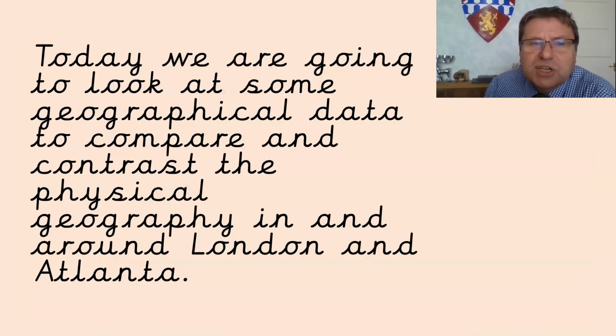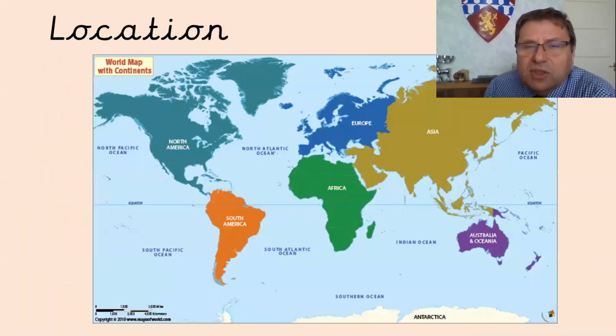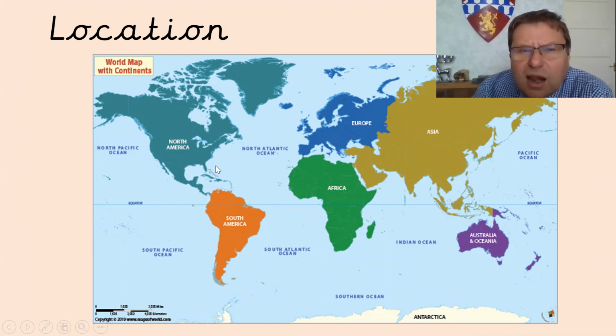Now, we've looked at some geographical features and we've decided on them, now we're going to actually look at some geographical data to compare the physical geography of London and Atlanta. If we look at this, this is a map of the world and we know that London is about here and Atlanta is about here. Now, this is the equator, the center of the Earth, and we know that as you get to the equator, it gets hotter, and as you get to the poles, it gets colder. So what do you think the climate, the weather is going to be like in Georgia compared to London? And how do you think that's going to work?